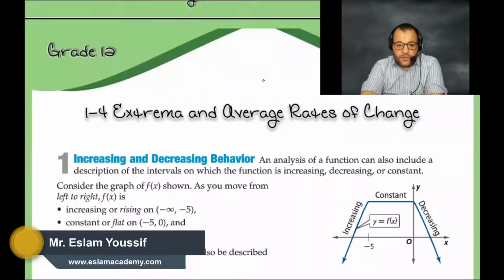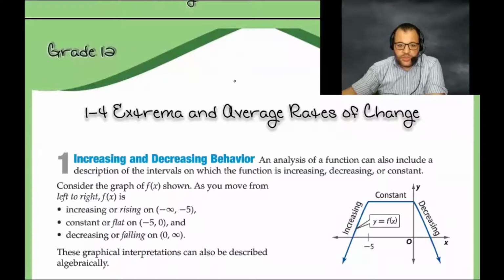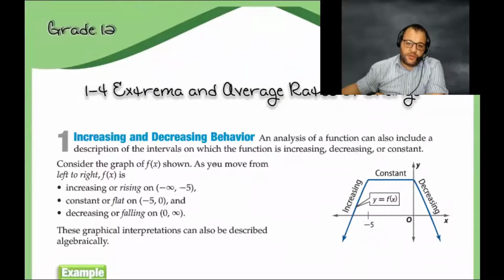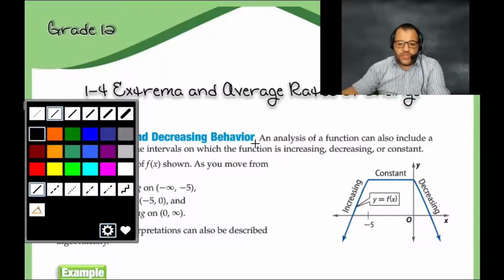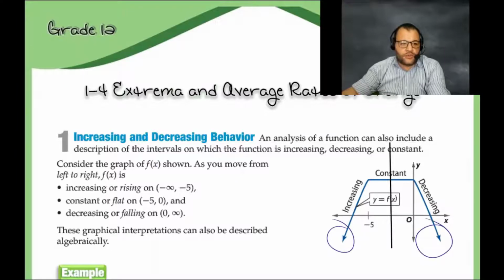Today, inshallah, we are talking about the extrema and the average rate of change. At first, we'll start with increasing, decreasing, and constant, and how we can understand the function. You remember when we talked about the end behavior? For the end behavior of the function, we have to divide the function into two parts: the left part and the right part. At the left part, the function is going down, and at the right part, the function is also going down. That's the meaning of the end behavior.